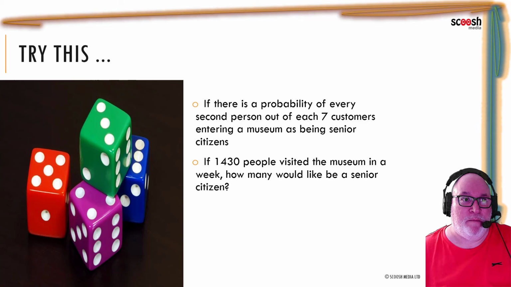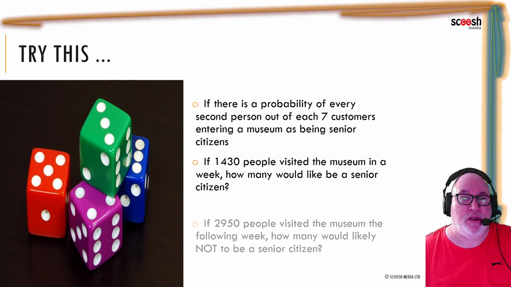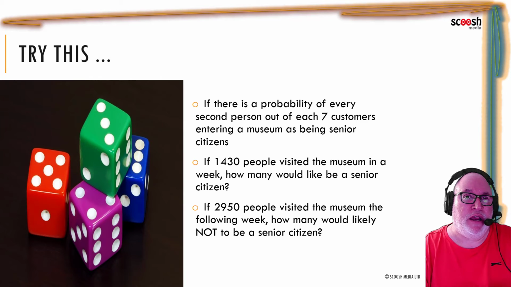Right, I'm going to give you another one and then we'll think about the answers. I'm going to give you a wee hint first of all as well. Think about that every second person out of each 7. So you've got a ratio there. You can work that ratio into a fraction, into a decimal. So here's another one for you. If 2,950 people visit the museum the following week, how many are likely not to be a senior citizen?